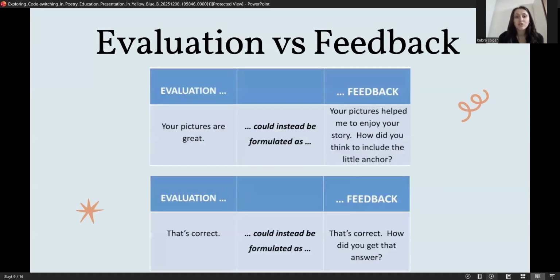And evaluation versus feedback. Your pictures are great could instead be formulated as your pictures help me to enjoy your story. How did you think to include the little answer? And that's correct could instead be formulated as that's correct. How did you get that answer?